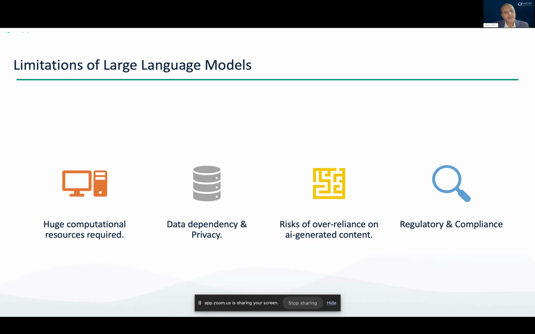LLMs typically have limitations in terms of the computation capacity they need. Then, obviously, they are dependent on data and data privacy. Then there are the responses from LLMs: if you are highly dependent on them, over-reliance on the outcome of LLMs could be a risk. Then, how do you ensure that the LLM inputs and outputs comply with your regulatory needs? So these are the typical challenges.